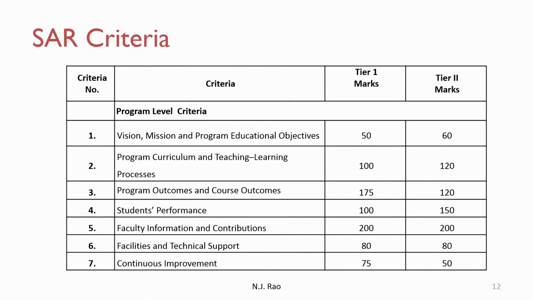Now coming to SAR criteria, at the program level, what one has to look at is that vision, mission and program educational objectives have to be written. Here the whole accreditation is done as per some kind of a marking system. The maximum marks are 1000, and these 1000 marks are divided into, in case of NBA, about 10 criteria, and each criterion may have a different set of marks assigned to it.